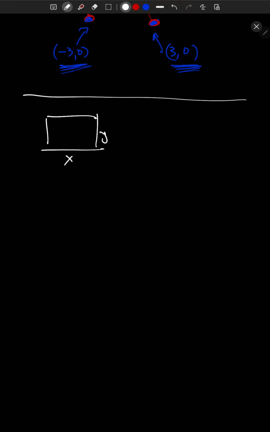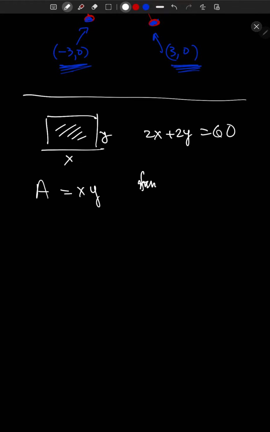And so since we have 60 meters of fencing, we know that 2x plus 2y is equal to 60, right? And we want to maximize the area enclosed by this fence. So area equals xy, find max area. Find dimensions that give max area. Okay, so rectangular fence. The perimeter is 60 meters. We want to find the dimensions that gives us the max area.